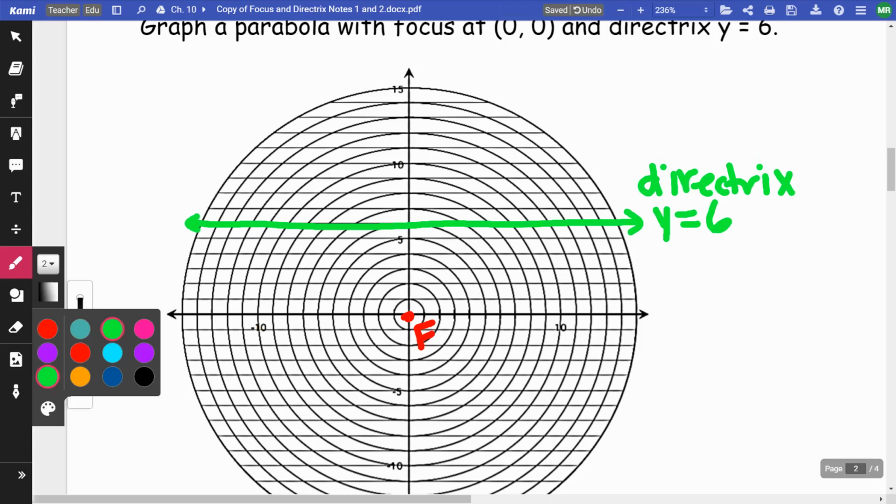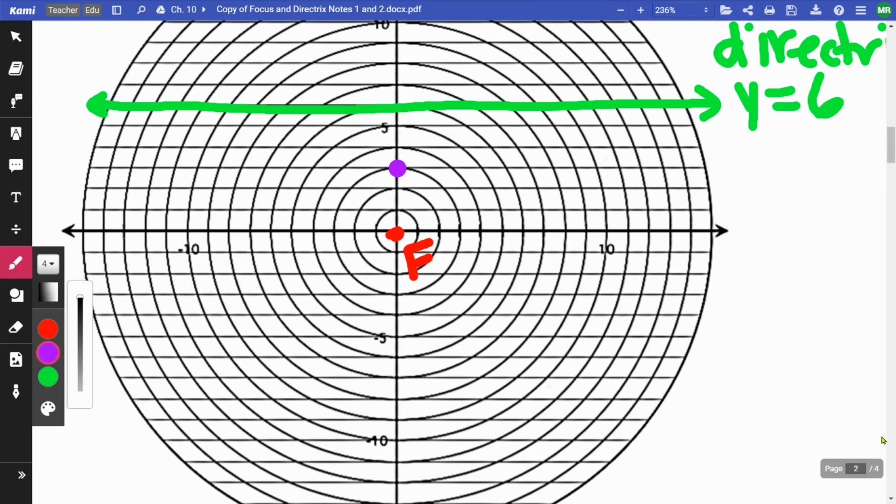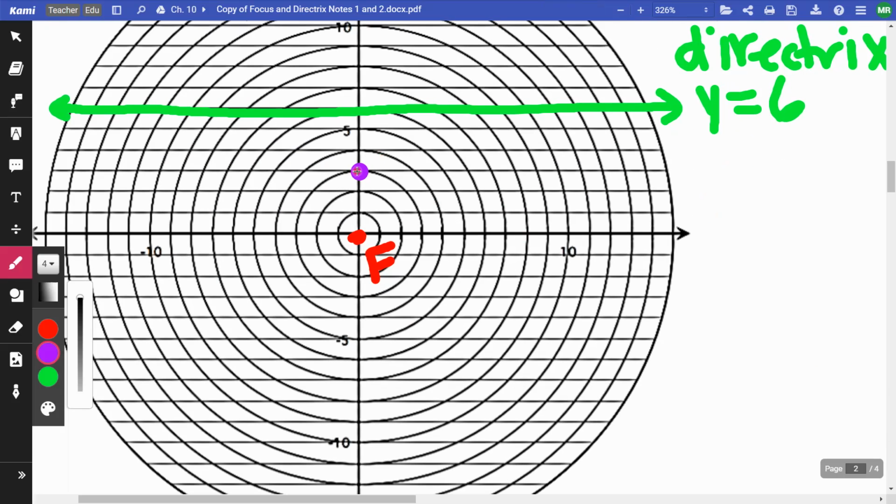So if I'm trying to find points that are the same distance to this green line as they are to this red point, halfway in between this, which is 6 units, I'm going to go 1, 2, 3. So I'm really at 0, 3. Okay, I'm at 0, 3 because it's 3 to here and 3 to here. Then what I'm going to do is go out to, so right now I'm on circle 3. So I'm going to go out to the next circle, which is going to be circle 4.